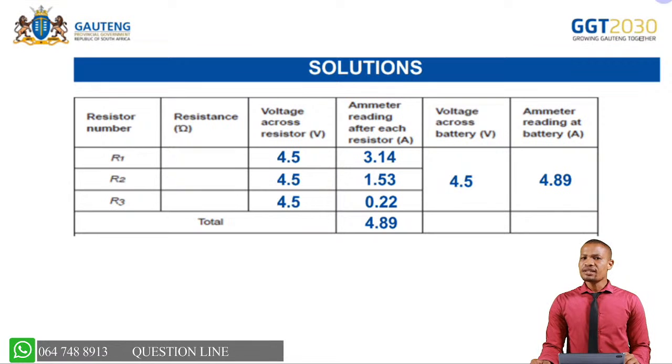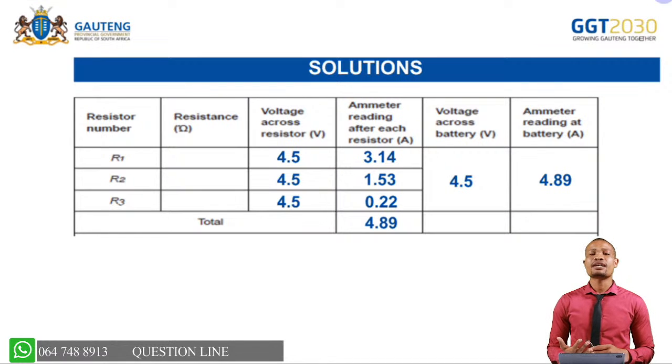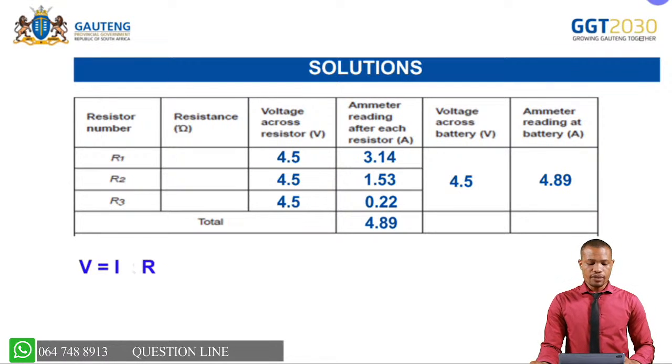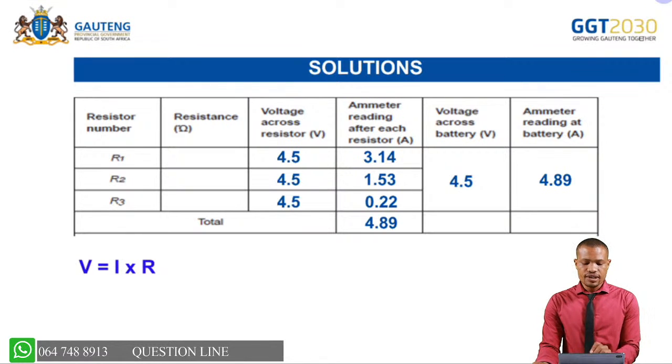Then we needed to also find the resistance, but unfortunately the resistors that we were using were not rated. We didn't have the resistance rating on those resistors, so we had to use a formula. The formula is V equals I times R, V being the voltage, I being the current, and R being the resistance. We already have the voltage is 4.5 for all those resistors, and the current is 3.14.